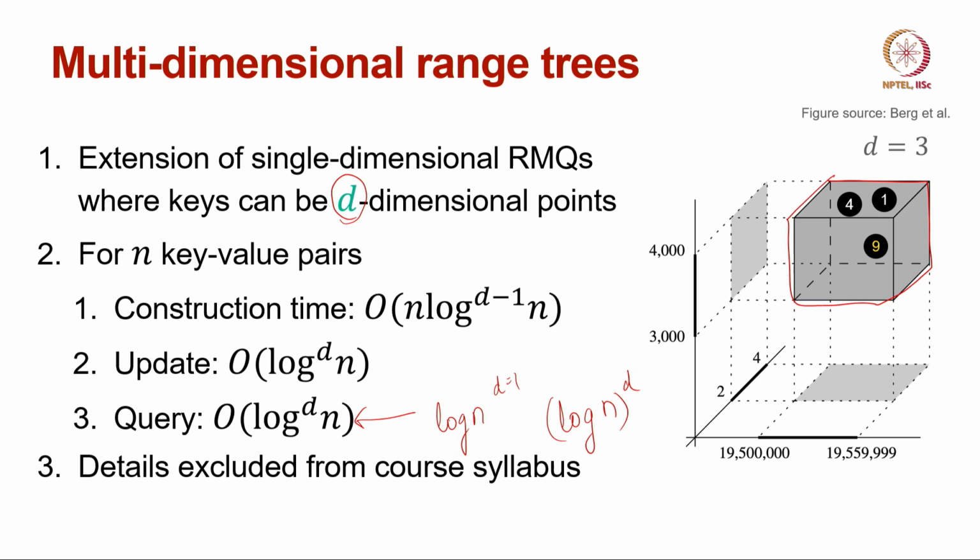Similarly, the update query also has the same time complexity, log raised to power d, and the time to construct this tree also increases with respect to the dimension. So it is n log raised to power d minus 1 this time. Now how this data structure works exactly we are not covering as part of this course, but we will use this data structure when we are developing the chaining algorithm.